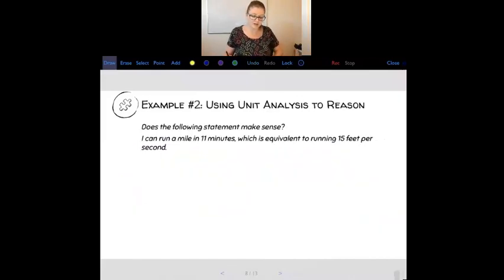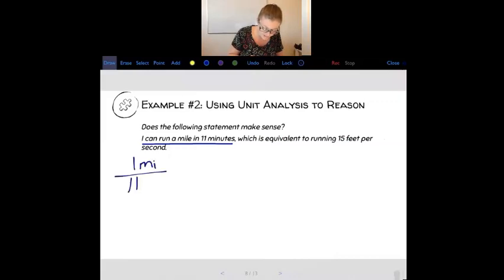Next example, using unit analysis to reason. If I can run a mile in 11 minutes, which is equivalent to running 15 feet per second, does that make sense, or is it true? Let's break this down in a couple of different ways. The first part, I can run a mile in 11 minutes, is another way of saying 1 mile per every 11 minutes. We want to know if that's equivalent to 15 feet per second.